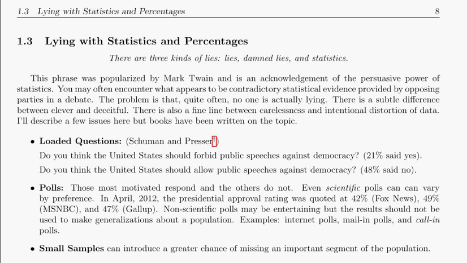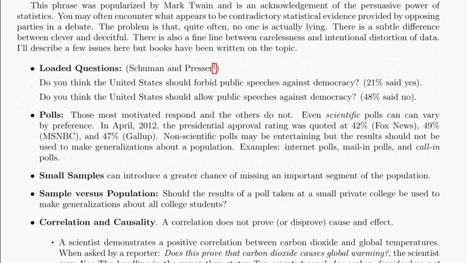Okay, so when we talk about introducing biases, we'll start off with this example of a loaded question from a survey. And there's two questions. Do you think the United States should forbid public speeches against democracy? And in that, the results came back 21% said yes. They said the U.S. should forbid public speeches against democracy. So 21% agreed with that statement. And then another way of asking the same question is, do you think the United States should allow public speeches against democracy? And 48% said no.